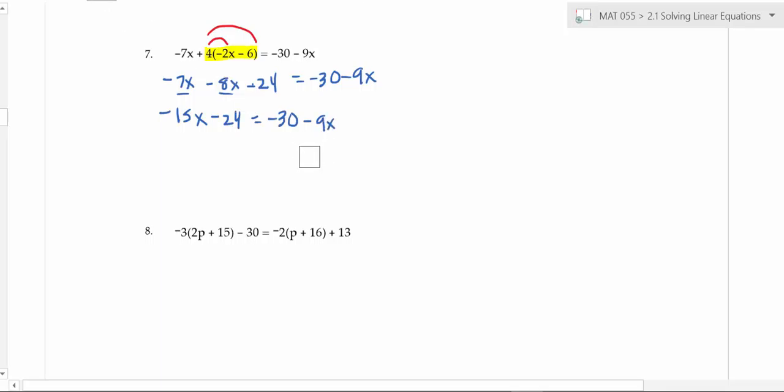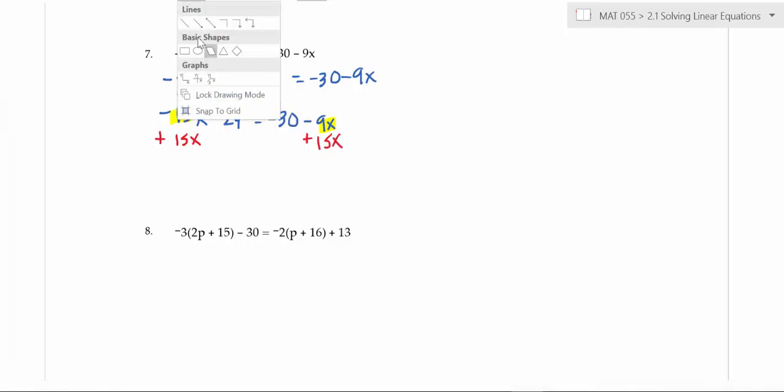Okay, now it's up to you. You've got variables on both sides. You don't want variables on both sides, so you've got to get rid of one of them. It doesn't make any difference which one you get rid of. I'm going to do it this way. I'm going to get rid of this one. Okay, it's your call though. So I'm going to add 15x one time to both sides of the equation. Okay, you can draw a line if you would like to.